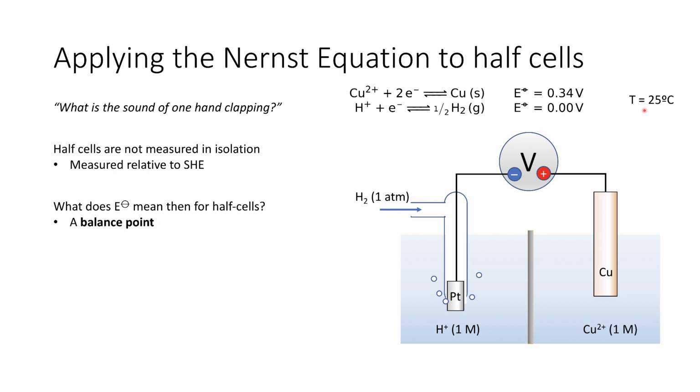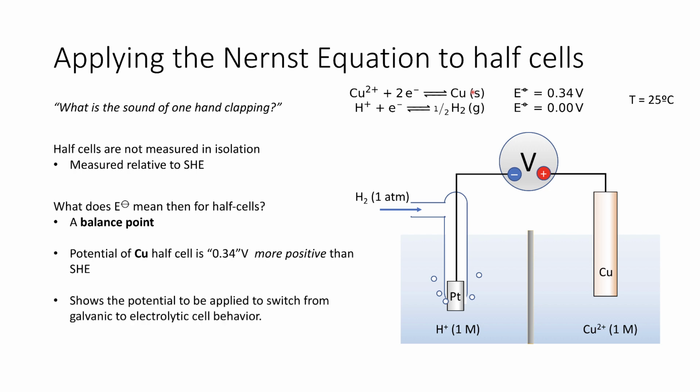Well, fundamentally, it's a balance point. It's not saying that it is 0.34 volts to drive copper in this direction. It's saying that the copper half cell is 0.34 volts more positive than the standard hydrogen electrode. It's just a relative measurement. So it shows the potential that we would need to apply to switch from galvanic to electrolytic cell behavior.